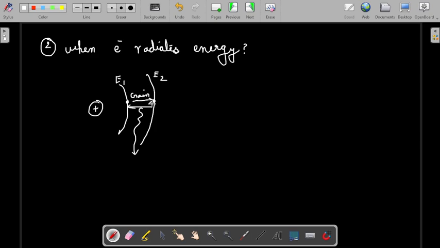Then again, if the electron falls back to the same state, the net energy difference is radiated. That is what the other equation indirectly says: E is equal to hc divided by the wavelength.